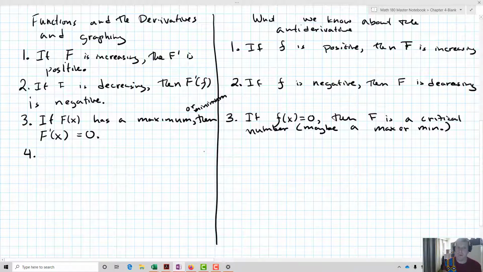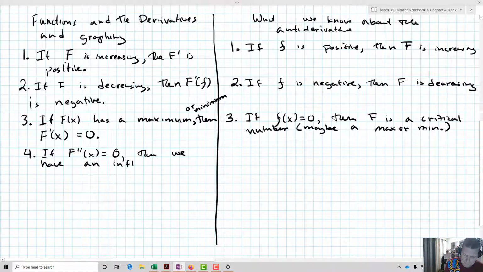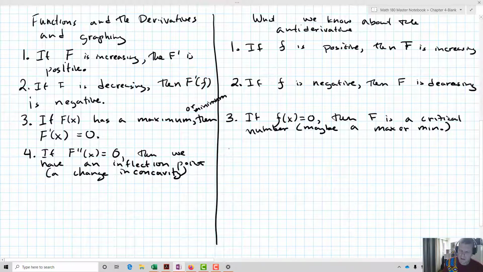Now, these next set, when we consider what we might know about the parent function from the derivative, is looking at the second derivative. So if F double prime of x equals 0, then we have an inflection point, a change in concavity. Now, on the other hand, what does that mean for the derivative?